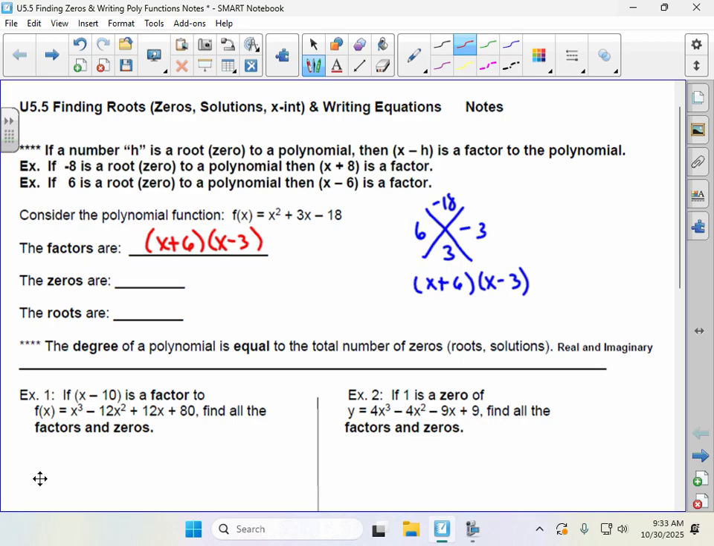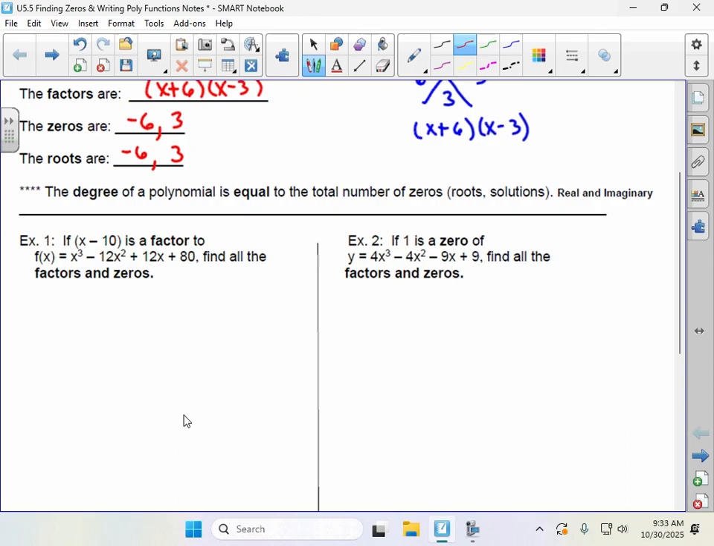The zeros, again, set the factors equal to 0 and solve. They're just going to be the opposite signs of the numbers in the factors. So from x plus 6, we get negative 6, and from x minus 3, we get positive 3. Those are the zeros or the solutions, and roots, again, are just another name for zeros, so it's going to be the same thing. All right, the degree of a polynomial, again, this is just review, is equal to the total number of solutions, zeros, roots, x-intercepts. They can be real or imaginary.